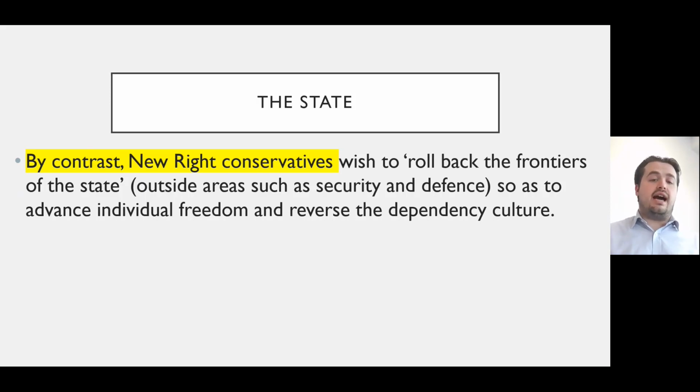By contrast, new right conservatives wish to roll back the frontiers of the state. Outside of areas such as security and defense, for the most part, new right leaders, maybe not all of the thinkers, but new right leaders such as Thatcher and Reagan, rolled back the state, but in fact, security and defense was increased. And you can see that in the Falklands War, for instance.